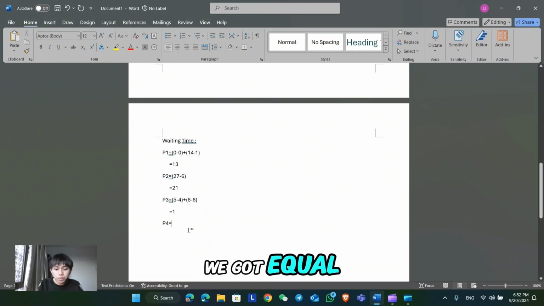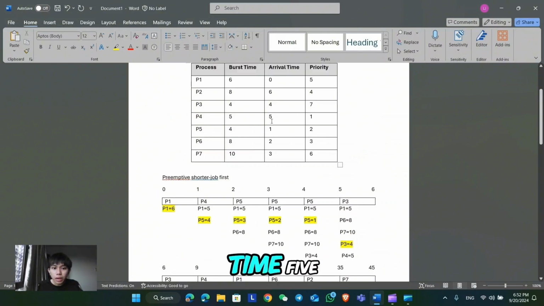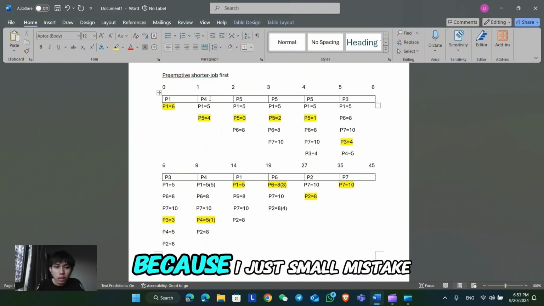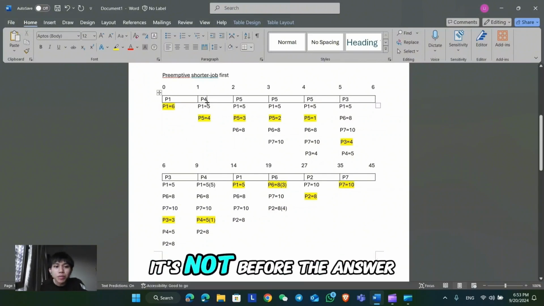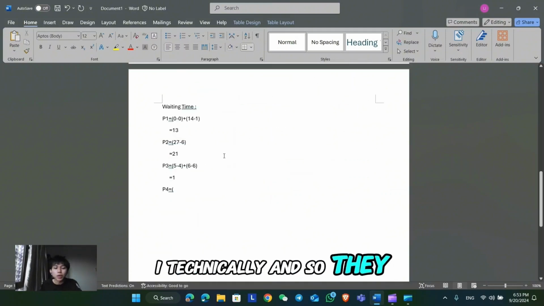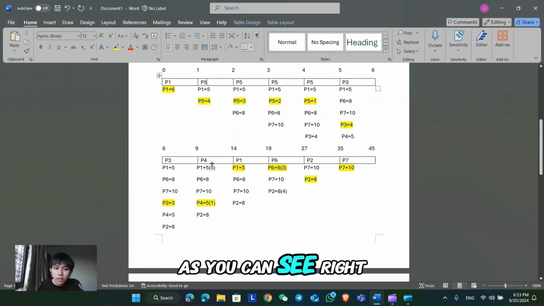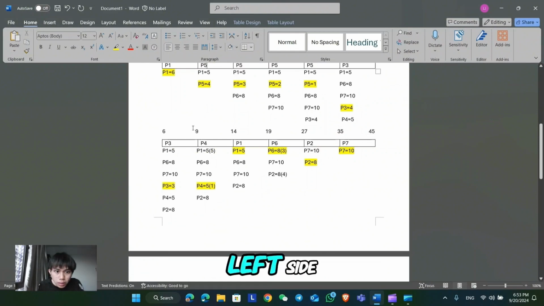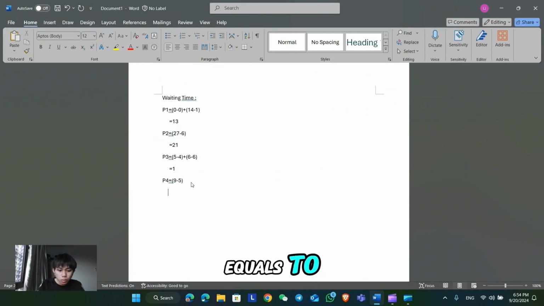We continue. We got P4. The first group, we will take the number from the left side, 1 minus the arrival time 5. Guys, I'm sorry, I made a small mistake. This right here is not P4, it's P5. I typed it wrongly. So we continue. The waiting time for P4 right here is only executed once. So this number on the left side minus the P4 arrival time. So 9 minus 5 equals 4. So this is the final answer.